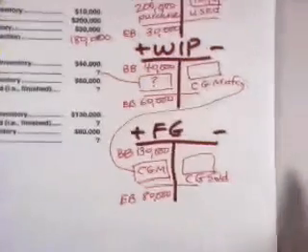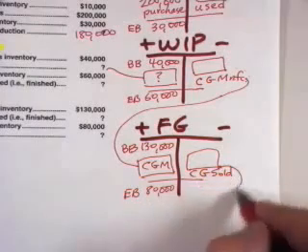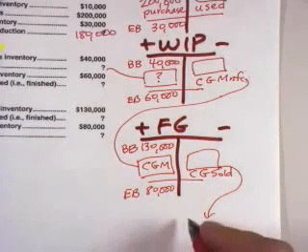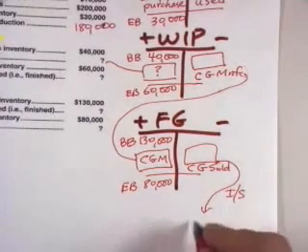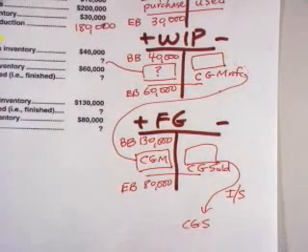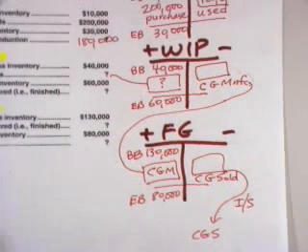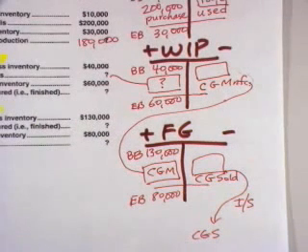Eventually, though, that cost of goods sold amount, whatever it is, is going to go on the income statement as cost of goods sold subtracted out of sales. Okay, so that's just to kind of orient us to where we're at in this problem.